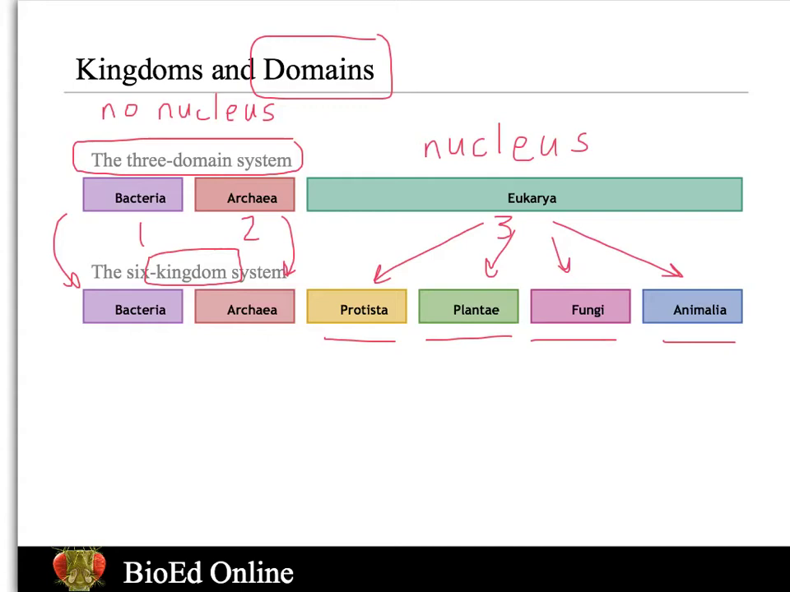Animals and plants you're probably familiar with. Fungi are things like mushrooms and yeasts and things like that. Protists are single-celled creatures that have characteristics of both plants and animals. They can often swim around, but they have chloroplasts as well. So 4 kingdoms in the eukaryotic domain, and then bacteria and archaea are each their own domain and kingdom.